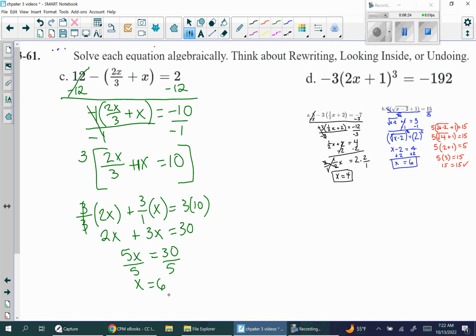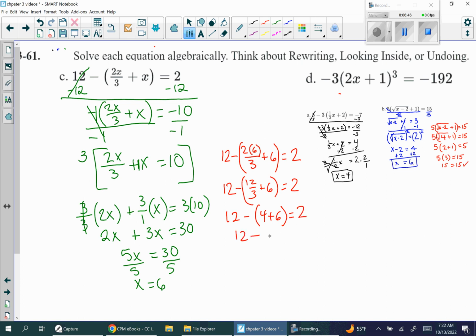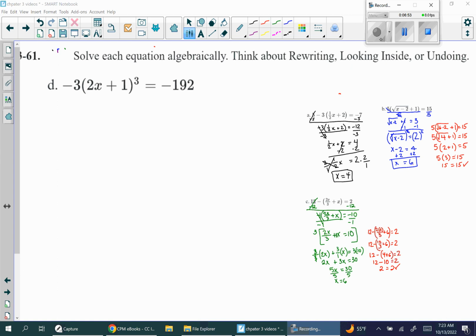Let's check that. All right, so I took a moment to substitute, and I'm going to end up with 12 minus 12 over 3 plus 6 equals 2. Let's see if that works. 12 minus 4 plus 6 equals 2. 12 minus 4 plus 6 is 10 equals 2. 12 minus 10 is 2 equals 2. It checks. Good enough. All right, on to part D.